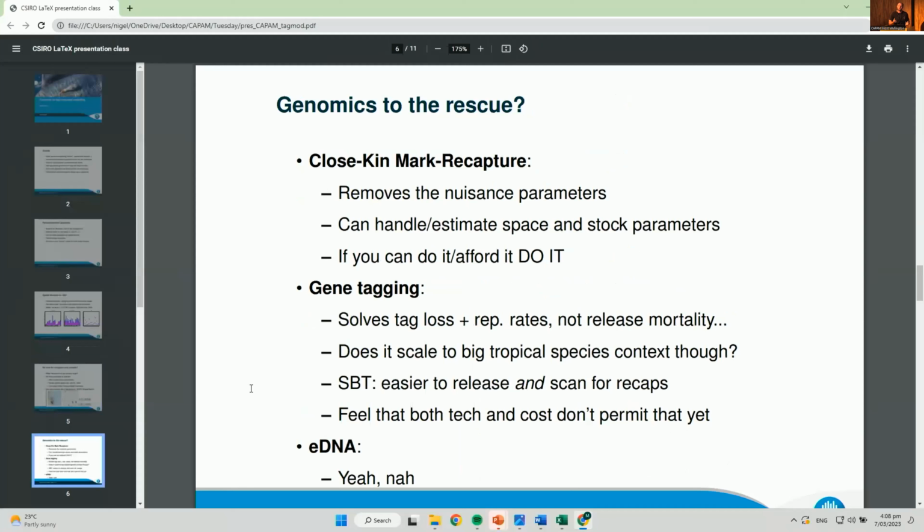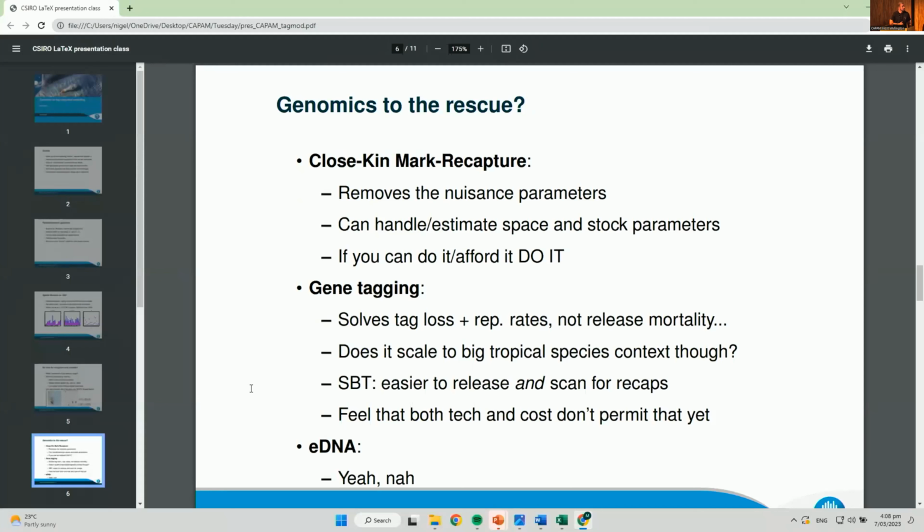Mixing is a different issue for this, because what you're really asking is, how does my sampling program correlate with the migration and stock structure issues? And if it does, you can bias your answers. The flip side being, you can estimate those parameters with close kin. So if you can do it, and if you can afford it, you should just go and do it. There you go. I get to go home, back to my job, but if you can do it, you should.